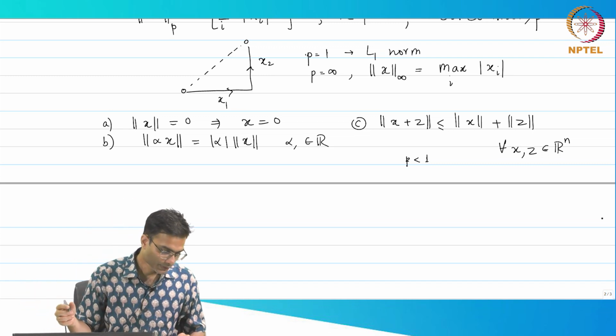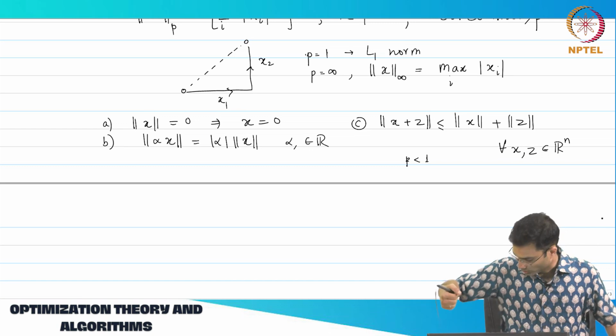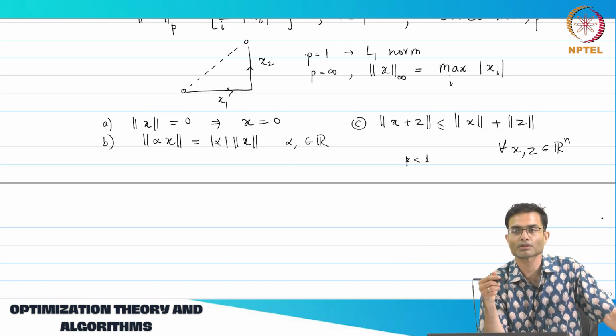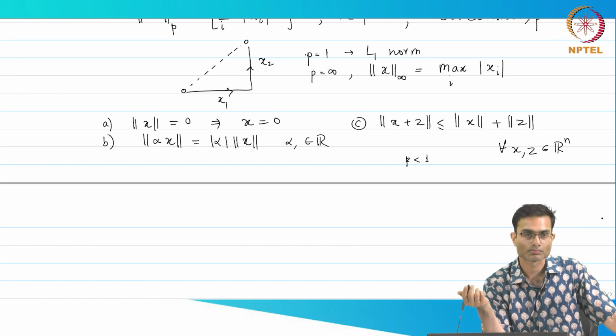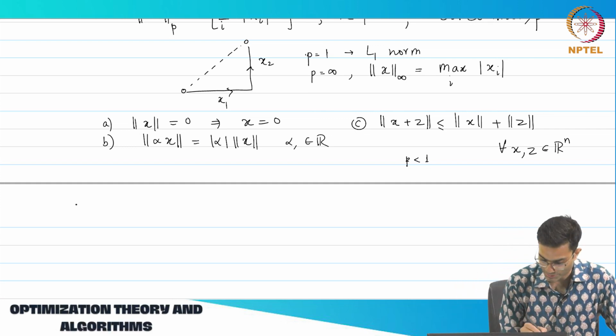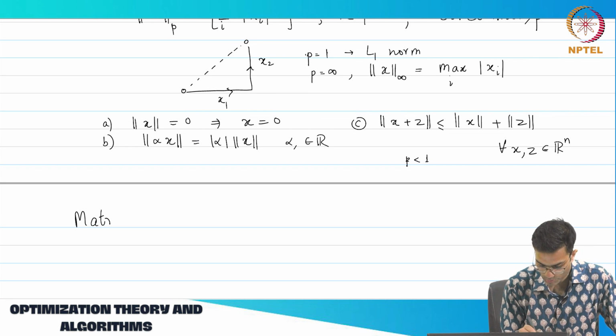Okay. So this was about vector norms, right? Now, often we will also come across the norm of a matrix. Right, now what is the norm of a matrix? There are in fact two different definitions of the norm of a matrix. So let's look at that. So, matrix norms.